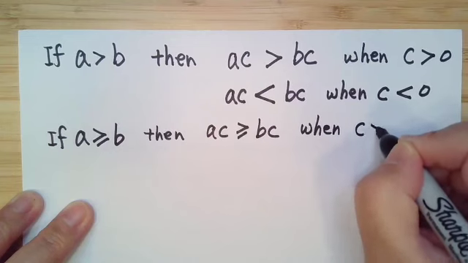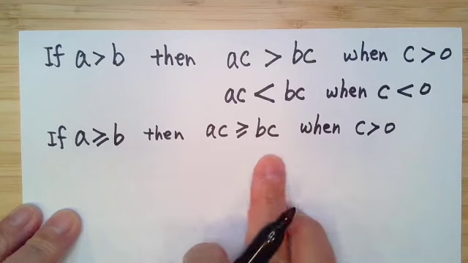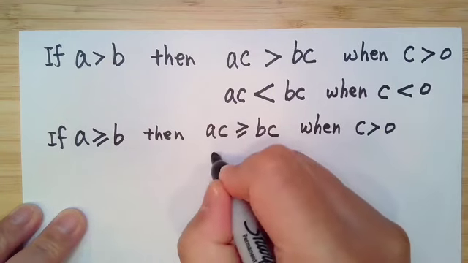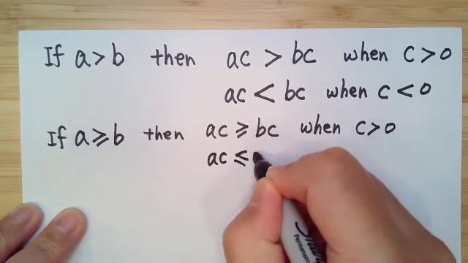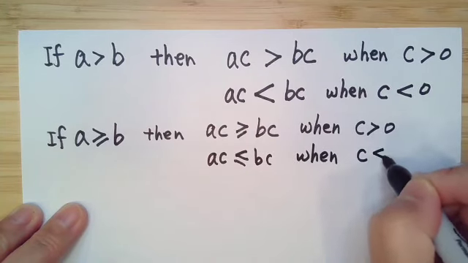So when C is positive, if A is greater than B, then AC will be greater than BC. And then AC will be less than or equal to BC when you multiply by a negative number on both sides.